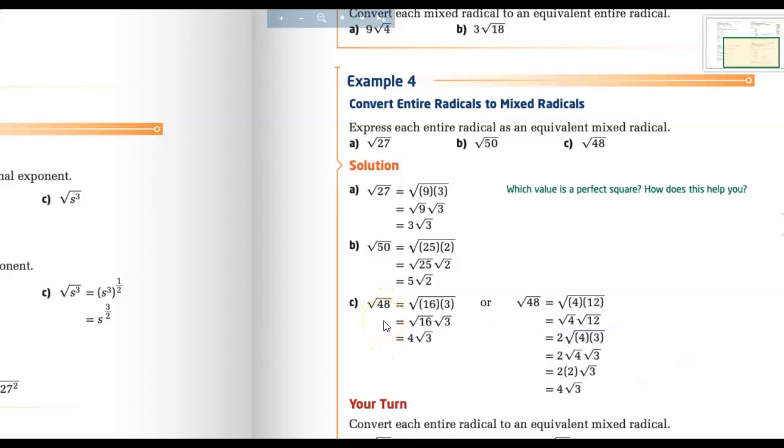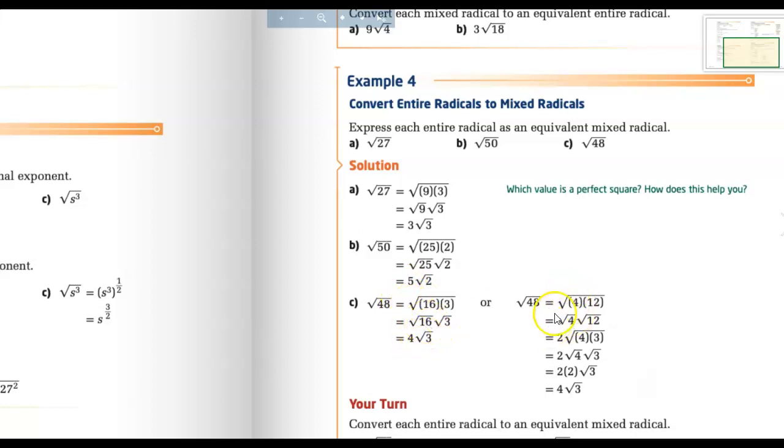What perfect square multiplied by another number gives you 48? If you think right away of 16, so say you say 16 times 3, okay, and then you know 16 is a perfect square because 4 times 4 is 16, and you can pull out the 4 and leave the 3 in there, right?